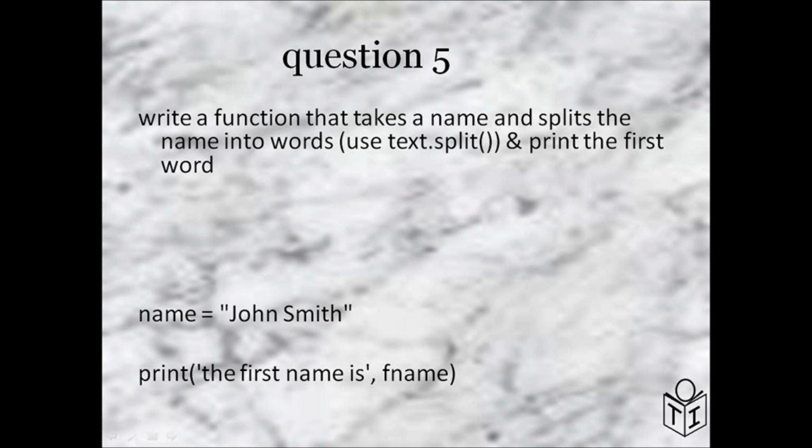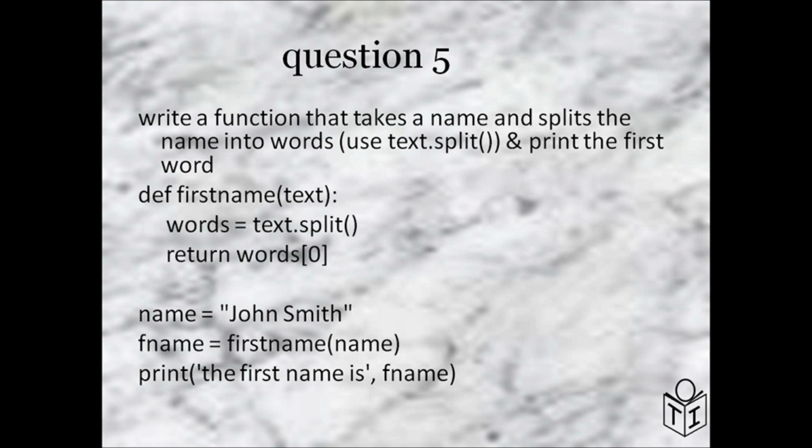Finally, question 5. Write a function that takes a name and splits the name into words using the dot split, and print the first word. So here we've got an example name, John Smith, and we want to print the first name, which we're going to call fname. So we've got fname equals, and then we're going to call the function first_name and pass it the string name.